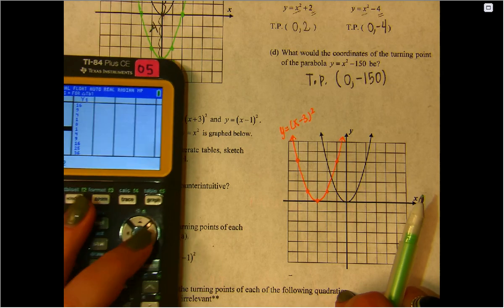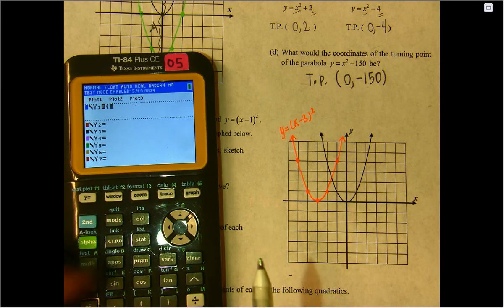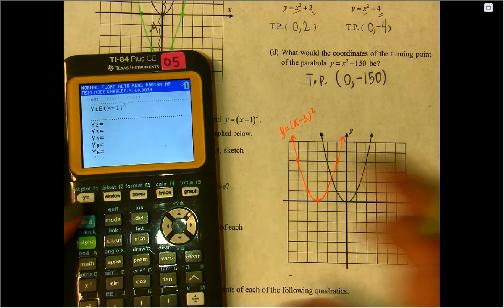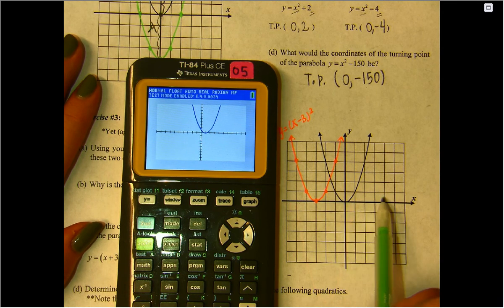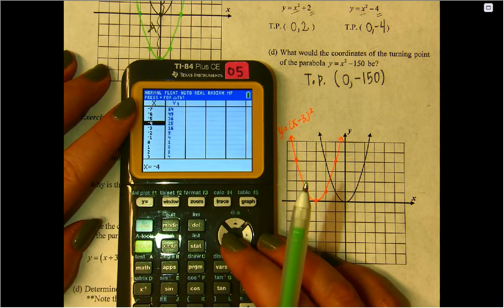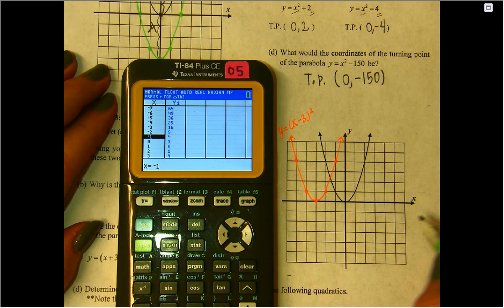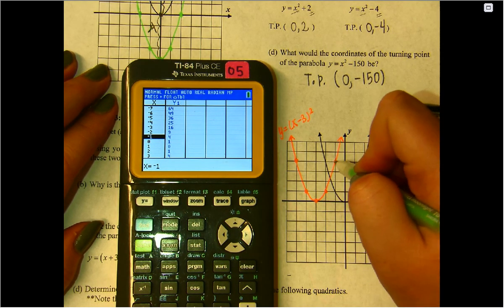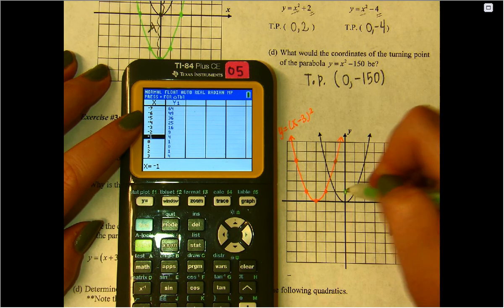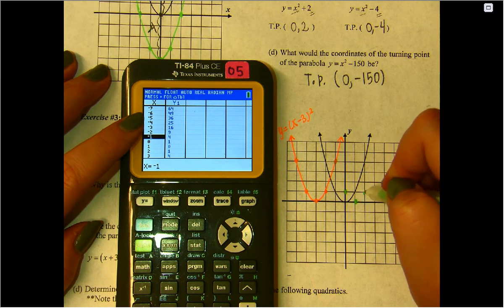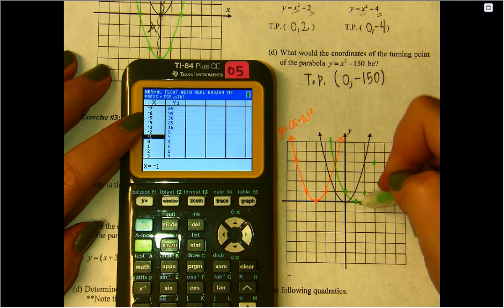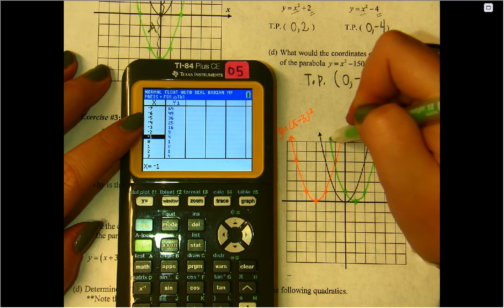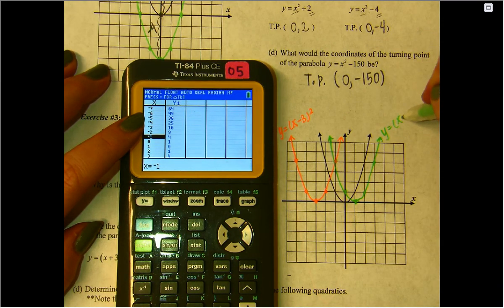Let's put this other one on here. (x minus 1) squared. Okay, so here we are over on this side. So let's get some points here. Looks like we're going to have to start at (-1, 4). Oh, it's on this graph. (0, 1). (1, 0). (2, 1). (3, 4). So this is y equals (x minus 1) squared.